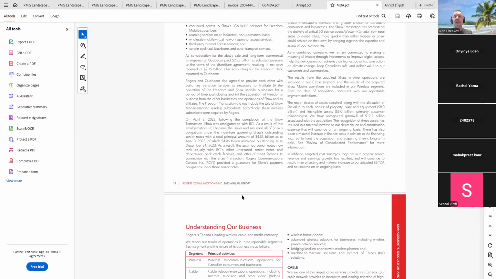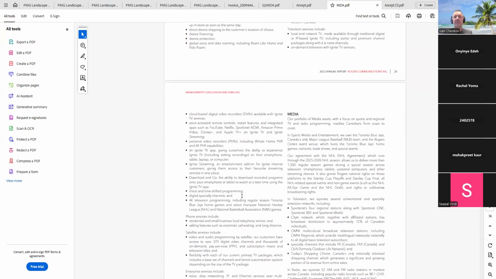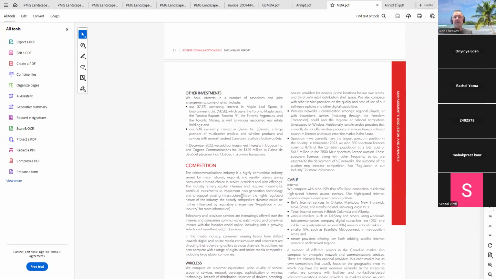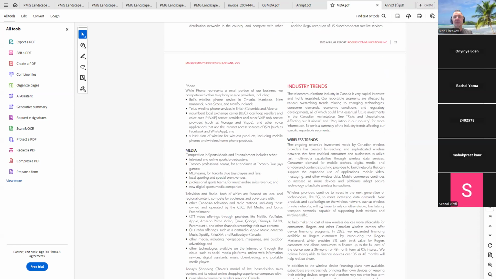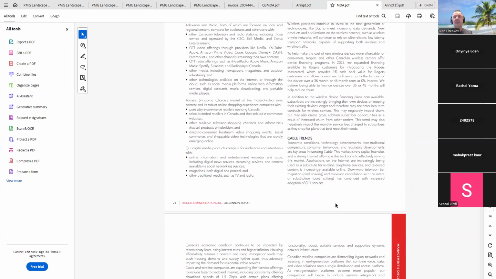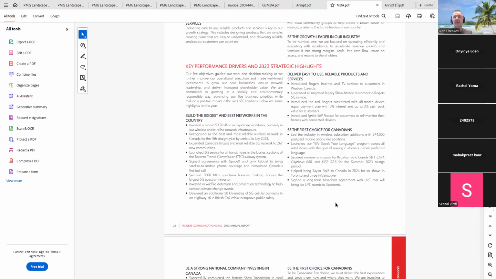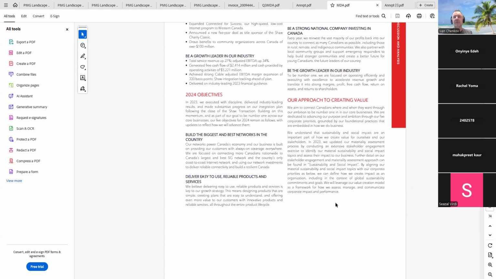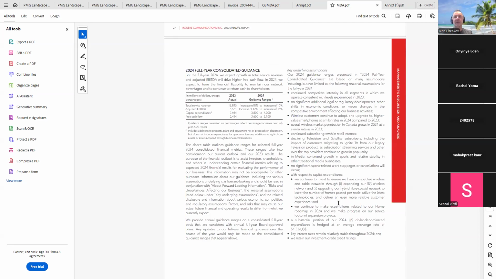Share transactions, what they did, they acquired shares last year, Rogers. They purchased shares. Competition, which is the competition in the wireless market and the cable market. What's the industry trend in the media, the wireless trend, the cable trend, everything. Here they're discussing overall everything that you need to know about the business and this environment. So you can see there's a lot of information available for you.